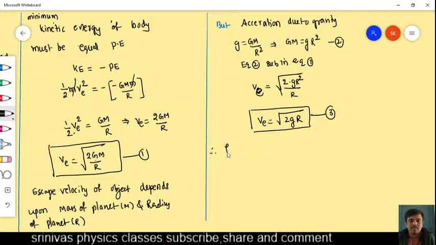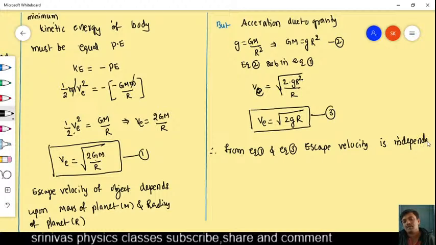From equation 1 and equation 3, we have the two formulas for the escape velocity. Then from that we write that escape velocity is independent of the mass of the object. Is it right? Independent of the mass of the object that you are throwing. It is not depending on small m because small m is cancelling.